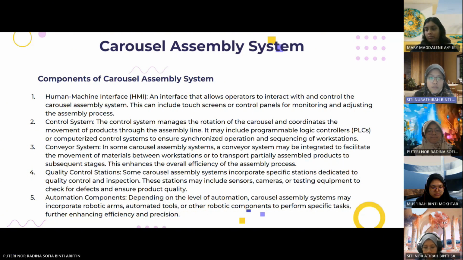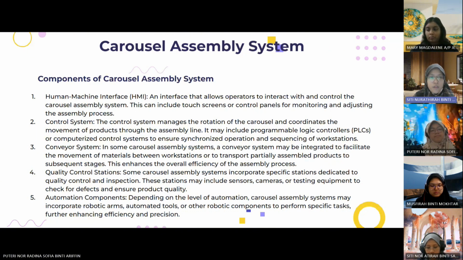For the second, control system. The control system manages the rotation of the carousel and coordinates the movement of products through the assembly line. It may include programmable logic controllers, PLCs, or computerized control systems to ensure synchronized operation and sequencing of workstations.